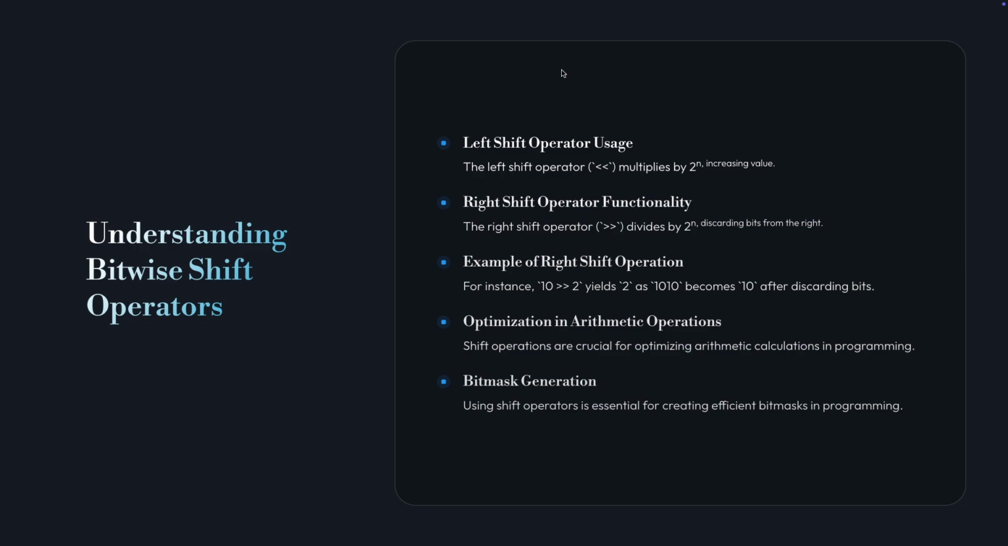And what's really efficient about these, the source says, is how they can optimize arithmetic. Totally. Multiplying or dividing by powers of 2 using shifts is often much faster at the hardware level than using standard multiplication or division instructions. So for performance-critical code, especially inside loops, these can be incredibly valuable. Think of them as hardware-level shortcuts for those specific multiplications and divisions.